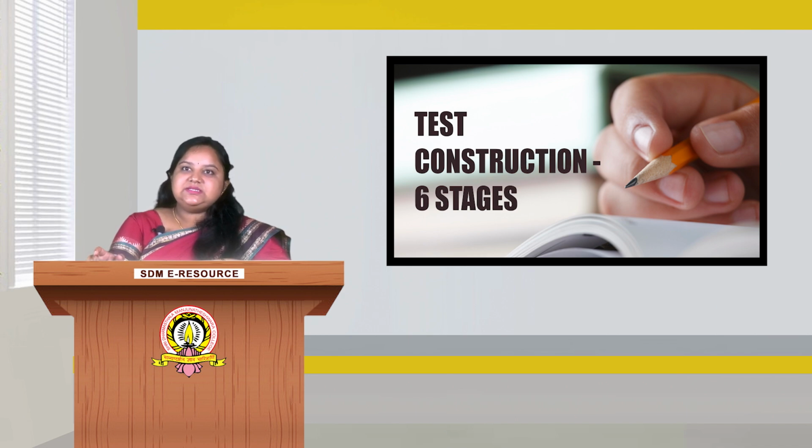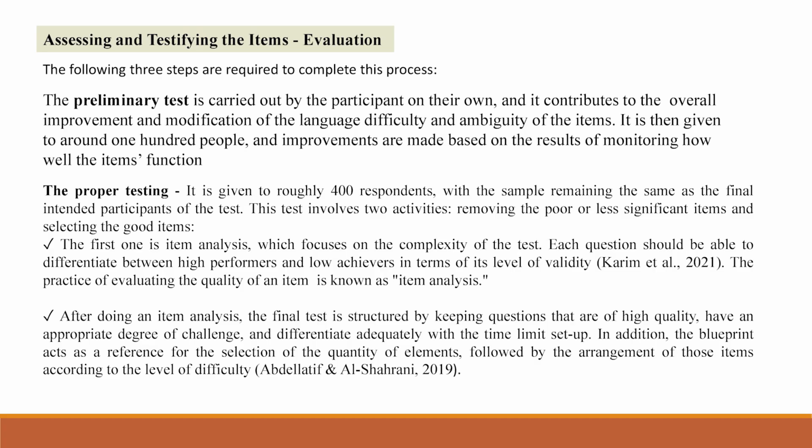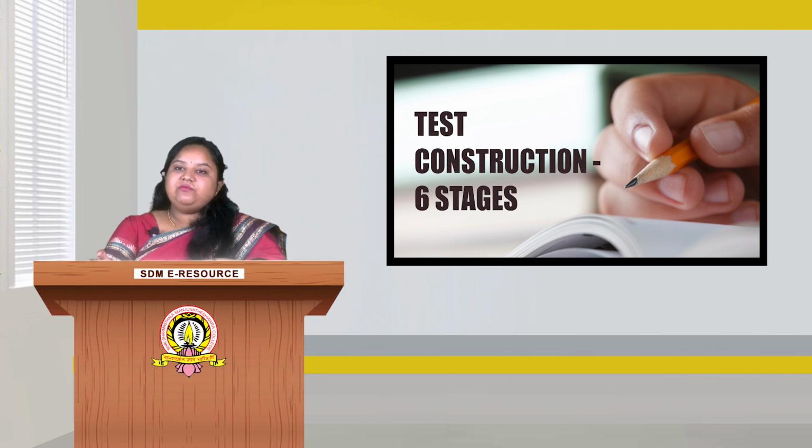The next stage is assessing and testifying the item evaluation. In this stage we have two steps, that is the preliminary test and the proper testing. The preliminary test is carried out by the participant on their own and it contributes to the overall improvement and modification of language difficulty and ambiguity. Moving on to proper testing, the first one is item analysis, which focuses on the complexity of the test. Each question should be able to differentiate between high performers and low performers. The practice of evaluating the quality of an item is known as item analysis.